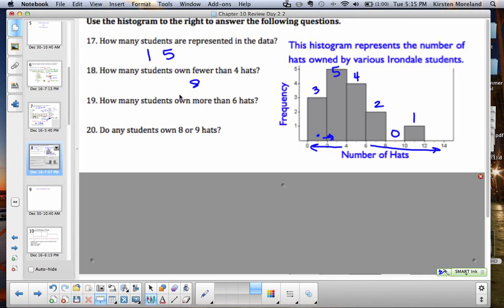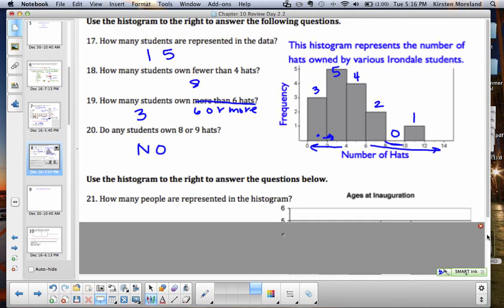I should write own 6 or more. Not more than 6. 6 or more hats. So that'll be anything going this way. So it's 2, 0, 1. So 3 students. Do any students own 8 or 9 hats? And the answer would be no, because there's 0 between 8 and 9. Remember, 10 falls into the bin to the right, so we can answer that.